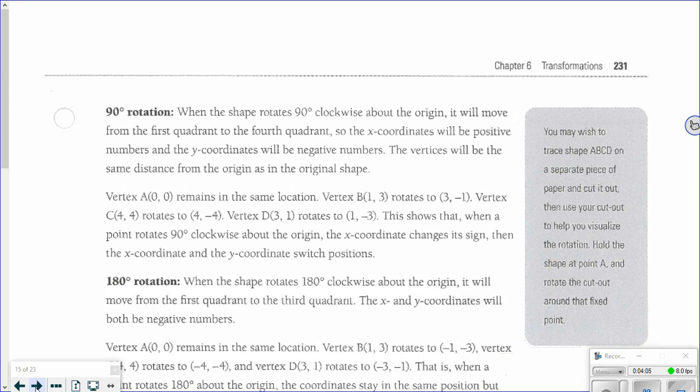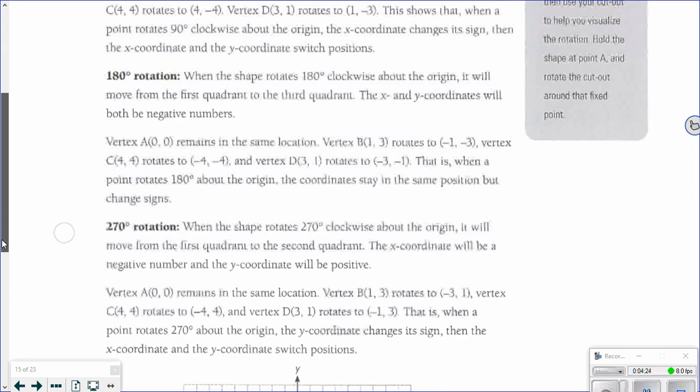This shows that when a point rotates 90 degrees clockwise about the origin, the x-coordinate and the y-coordinate switch positions, and then the sign changes. I don't like this version. I find it hard to picture what's going to happen and how the numbers are going to change. For me, it's easier to actually think about rotating the shape. So I'm going to go down here and show you how I would do this.